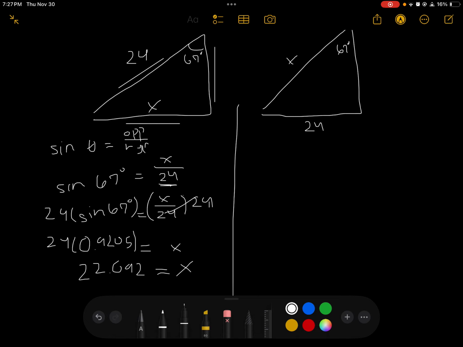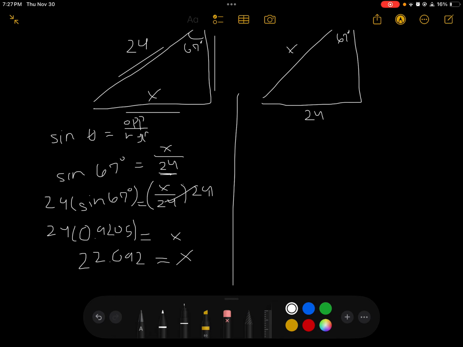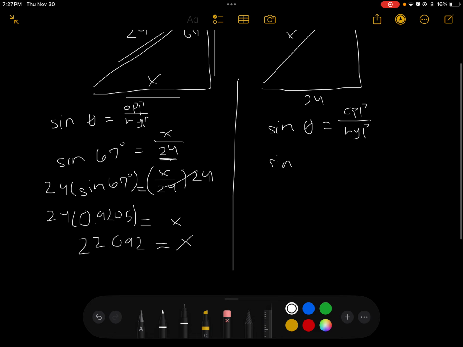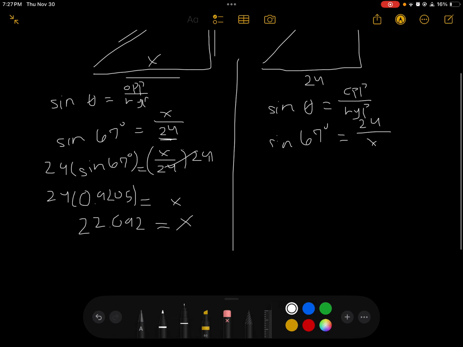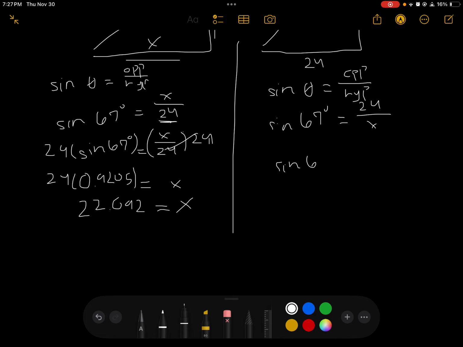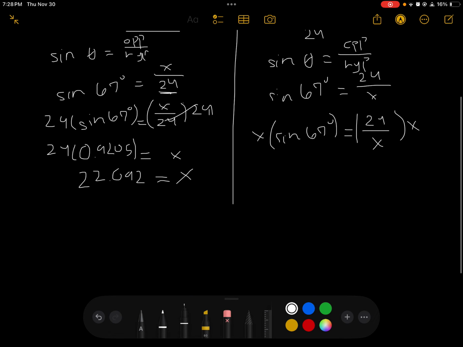Now what if we're looking for the hypotenuse? So let's say we're gonna use the same thing. Sine theta equals opposite divided by the hypotenuse. Now sine 67 equals 24 divided by x. Now we're gonna remove x by multiplying both sides by x. So sin 67 degrees, the same process as before. Multiply values by x. Now we have x sin 67, we got this canceled out and we have 24.